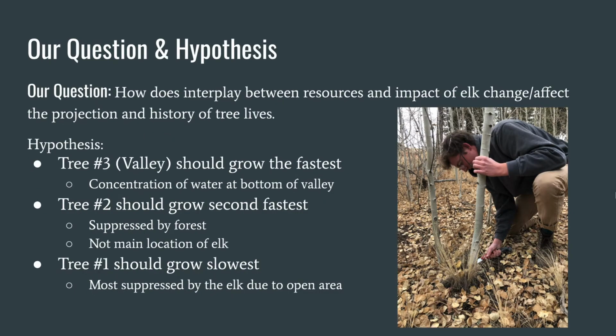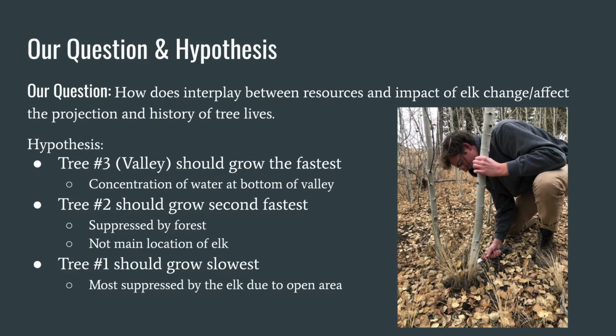So the question we're asking about our 3 aspen trees is, how does the interplay between resources and the impact of elk affect the life histories of those trees? We hypothesized that tree number 1, which was located at the top of the ridge, was likely to be the slowest growing tree. That's because it was in an area highly accessible by elk and would be preferable to elk, since the ridge would give them a lot of vision over the surrounding area, where they'd be able to spot predators and feel safer about grazing on the aspen.